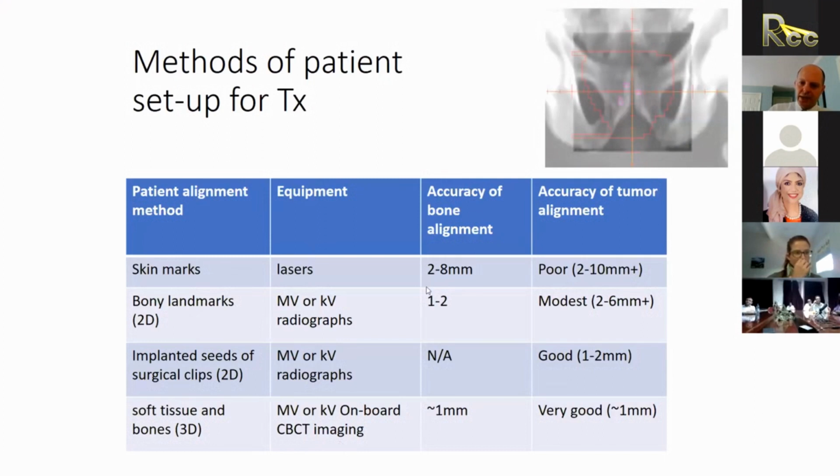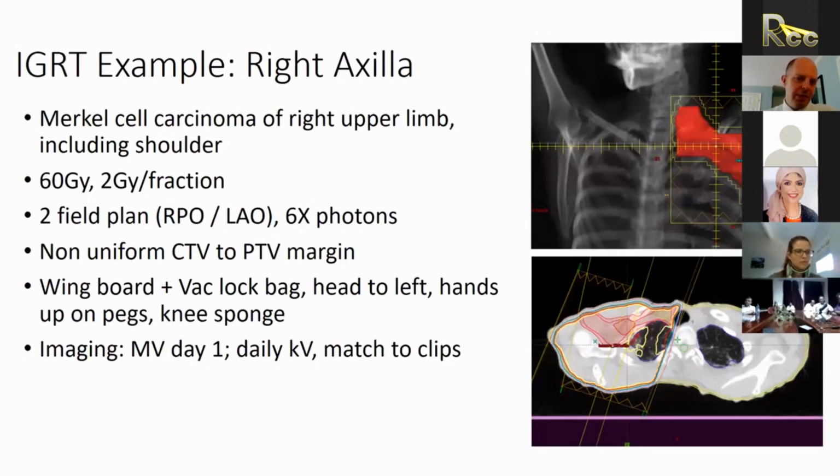And the accuracy, as you can see, gets closer and closer, both the accuracy of the bony anatomy and the accuracy of the tumor alignment. So you can see here that it gets better and better. Now this is just a standard table, but there's lots of data in the literature as to exact numbers for specific situations. So this is just rough guidance, but you should look at each individual situation and what's in the literature as far as those accuracies go. I have a couple of examples here we can go over.